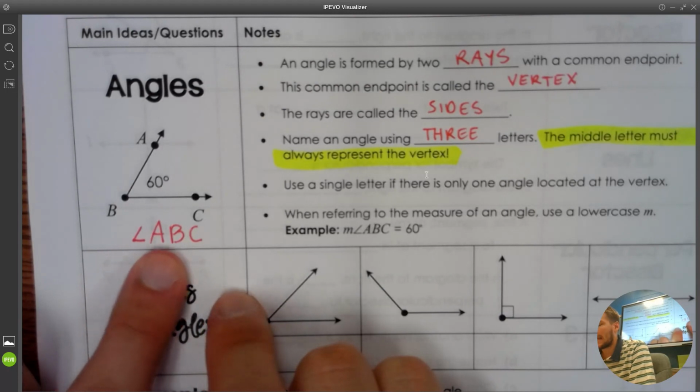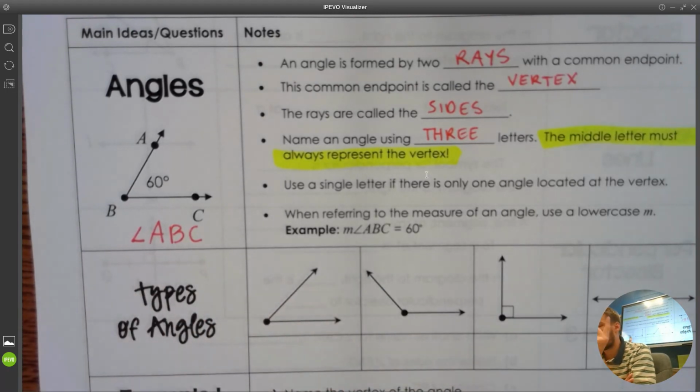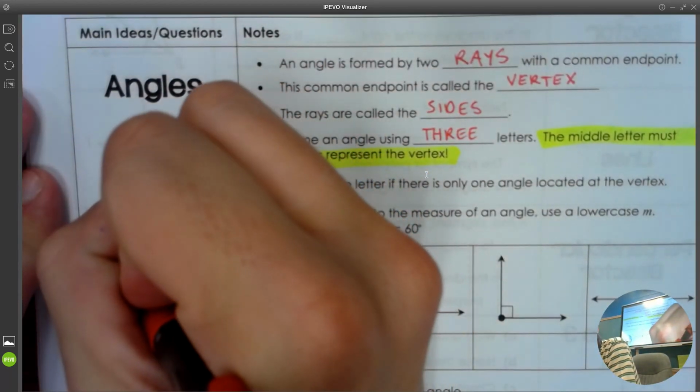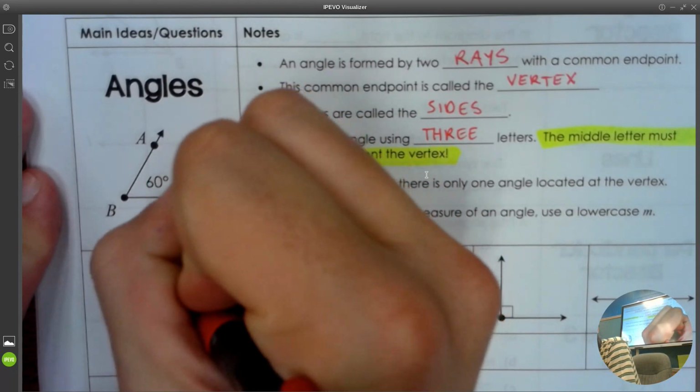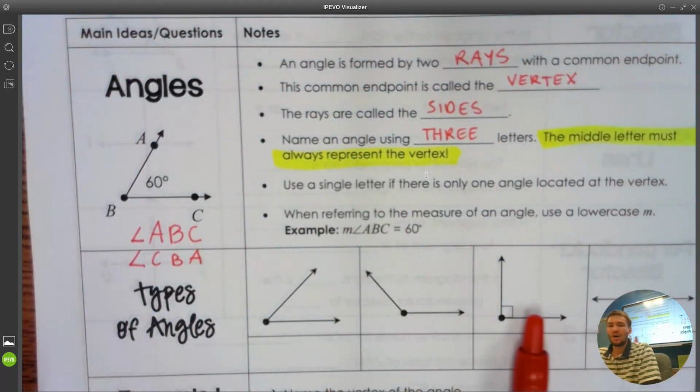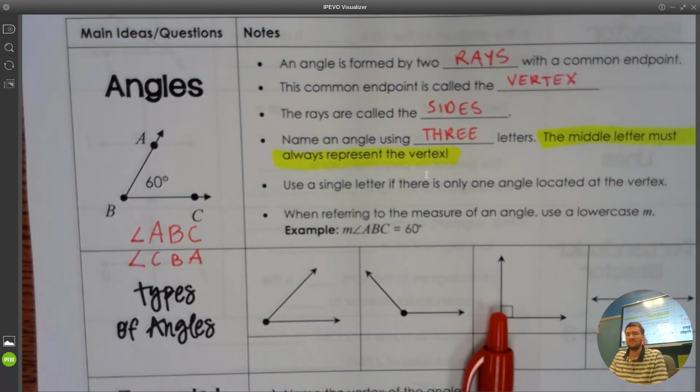There's only one other name that we could call this angle. Anybody have an idea what it would be? The only other thing we could call this angle would be angle CBA. As long as we keep B in the middle, the other two don't really matter, right? ABC, CBA, who cares? B has to be in the middle.